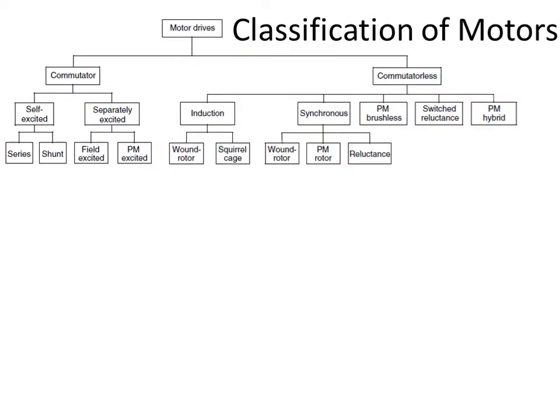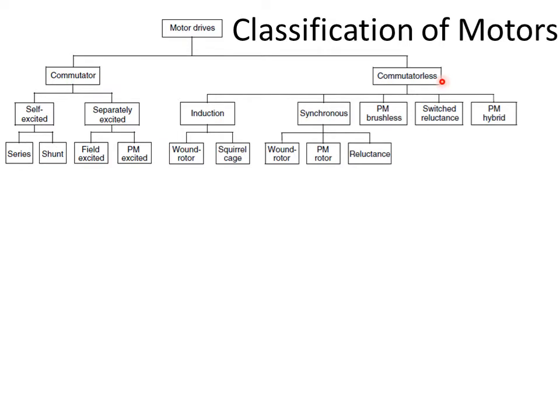And now coming to the classification of motors. Motors can basically be classified into two types, the commutator motor and the commutatorless motor. The commutator motor is actually the DC motor, and the commutatorless motor comprises all other motors. This DC motor again can be classified into self-excited and separately excited motor. In self-excited we have series, shunt, compound, and in separately excited we have field excited, that is, the field winding can be given an excitation, or we can use a permanent magnet for creating the magnetic field.